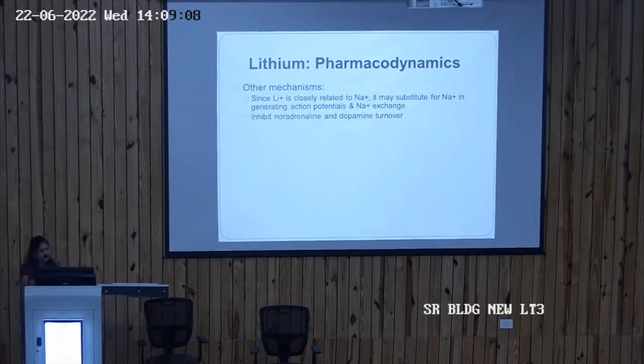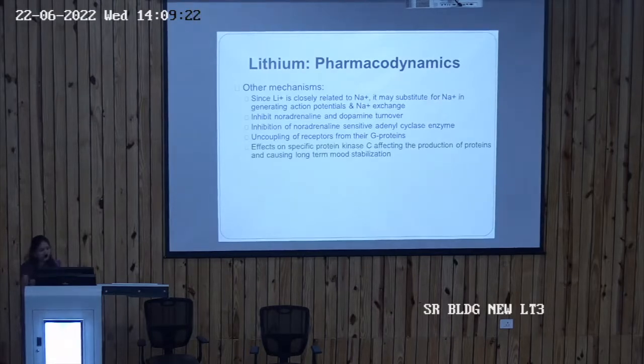So this also inhibits the noradrenaline and dopamine turnover, inhibits the noradrenaline sensitive adenyl cyclase enzyme, and causes uncoupling of receptors from their G protein. It also affects the protein kinase C. So these are the second messengers and the enzymes which are involved in the activity of these neurotransmitters. These are all being inhibited when you are giving lithium, and it causes mood stabilization.